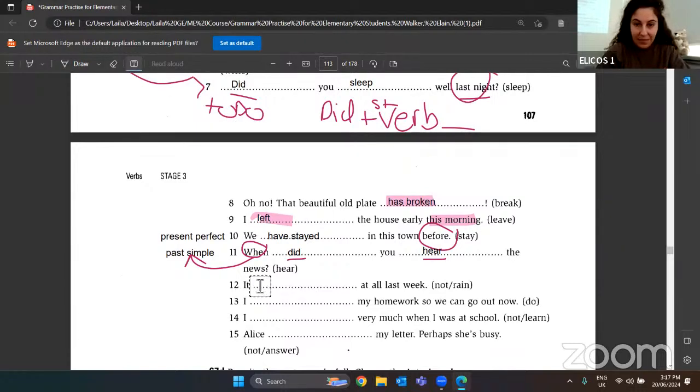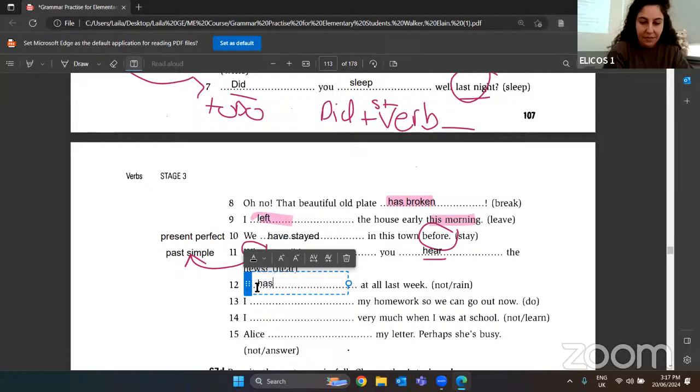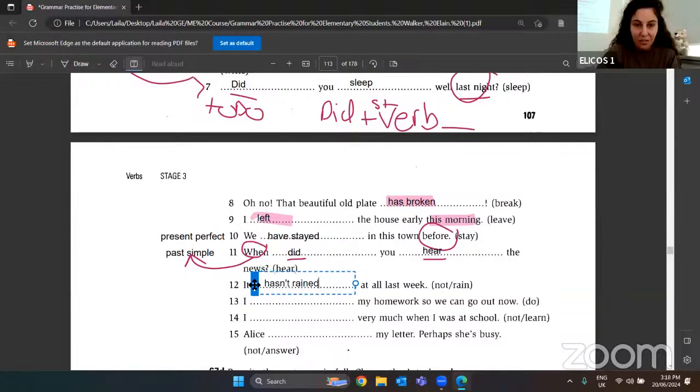It hasn't rained at all last week. It didn't rain. Didn't rain would be better because it didn't rain at all last week.